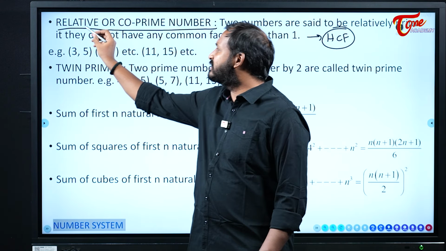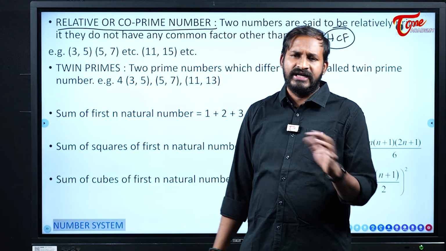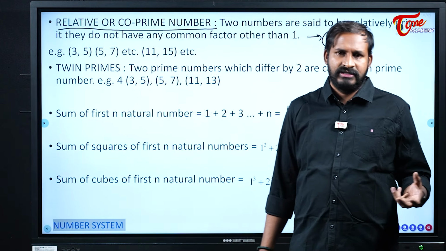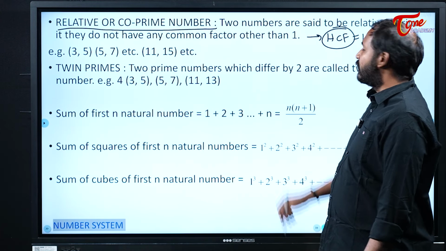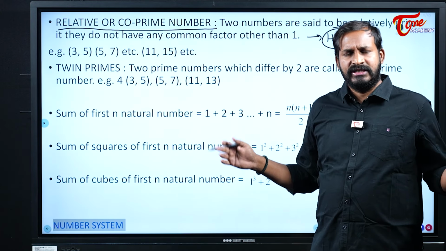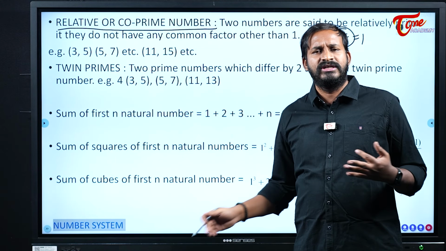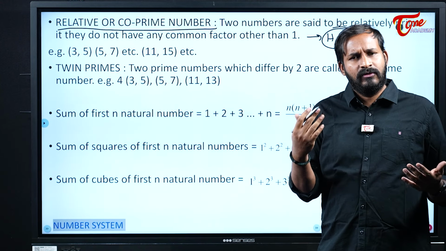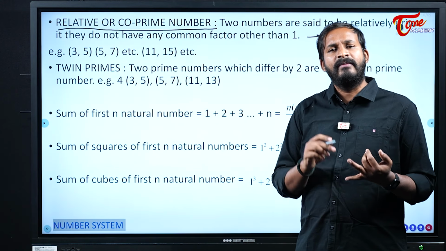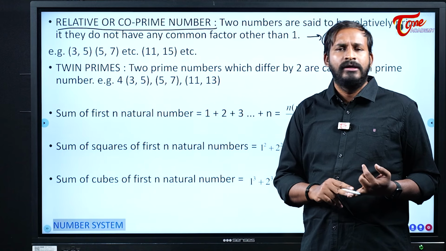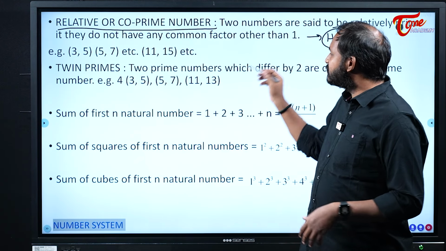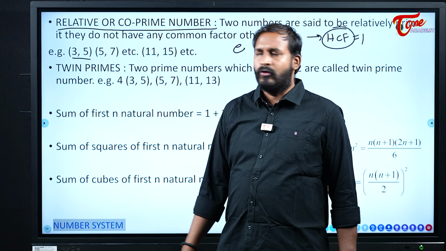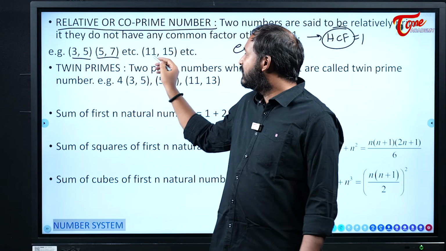Actually speaking, there is a slight difference between relative primes and coprimes, but in general we will not bother about it. We will consider both as coprimes and then solve the problems. HCF is equal to 1. So, take any two random numbers. Both being prime numbers, they will be coprime to each other, and a pair of a prime number and a composite number will also be coprime to each other. Why? Because their HCF will be 1. So, we will take some examples. What I have taken here is 3 and 5 as coprimes. 5 and 7 are coprimes, 11 and 15.